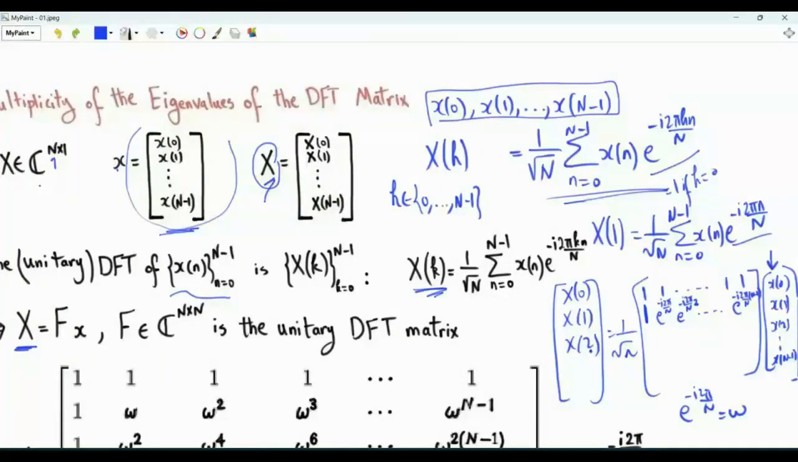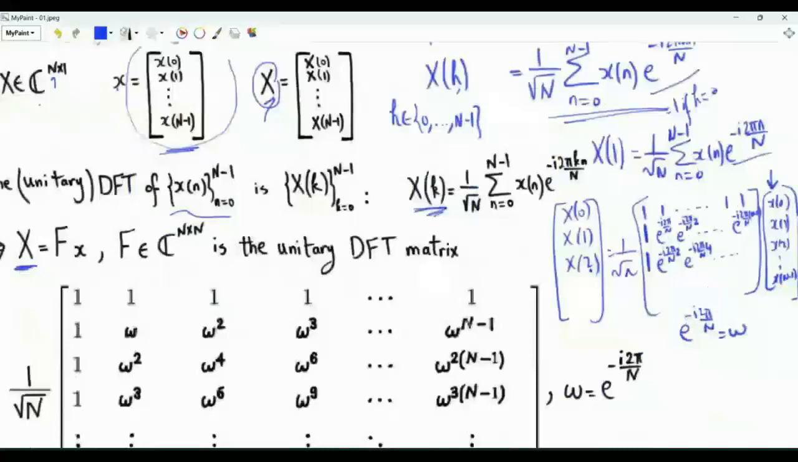What about X[2]? X[2] is 1 over square root N, and then x[0] is always multiplied by 1, because when n is equal to 0, this exponential is 1. Now case 2, so x[1] is multiplied by e^(-i2π/N) with a 2 here. For x[2], now k is 2 and n is 2, so this will be e^(-i2π/N) with 4, and so on. Using omega, the third row is 1, then omega squared, omega to the 4, omega to the 6, all the way to omega to the 2(N-1).